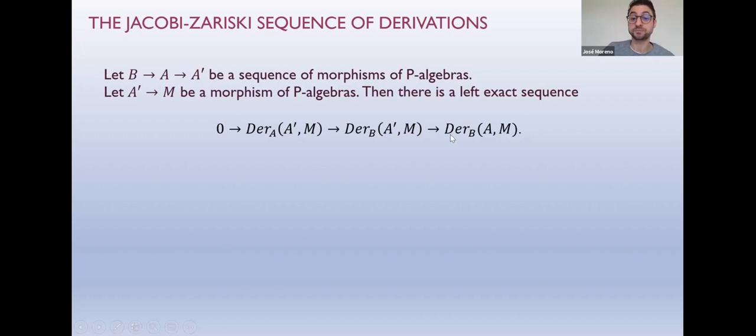Now, there is typically no way of going back. So this is not exact on the right, but in our framework, if you ask that this last map here is a cofibration, then A prime is obtained from A by freely attaching a set of generators. So you can extend a derivation in A prime by declaring it to be zero on the new generators of the cofibration. So you can split this sequence, and then you have a short exact sequence.